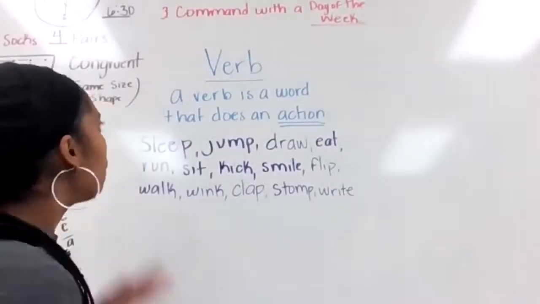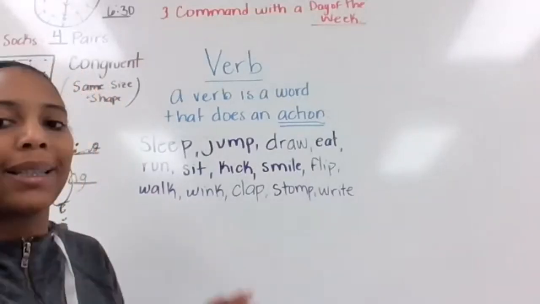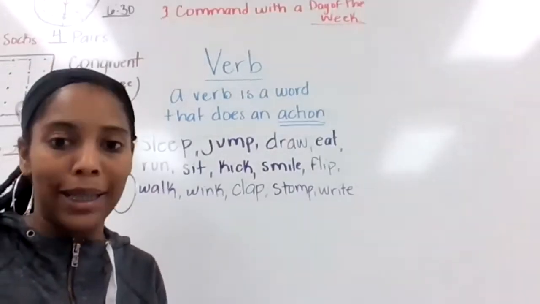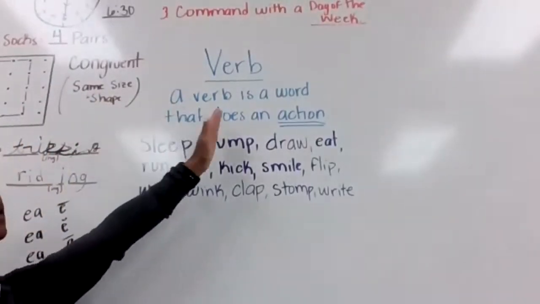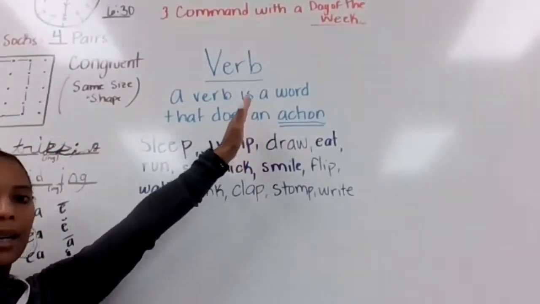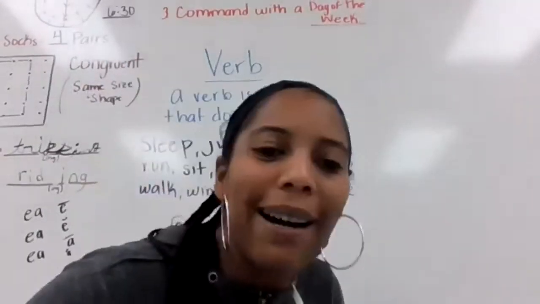Okay. So remember, a verb is a word that does an action. It's movements. Action words are movements. All right. So what is a verb? A verb is a word that does an action. Okay. All right. Awesome.